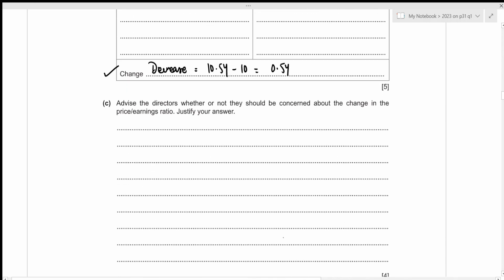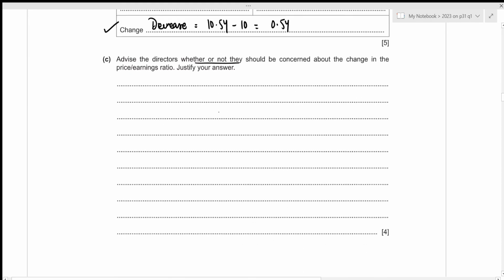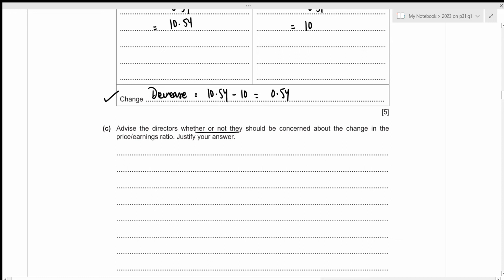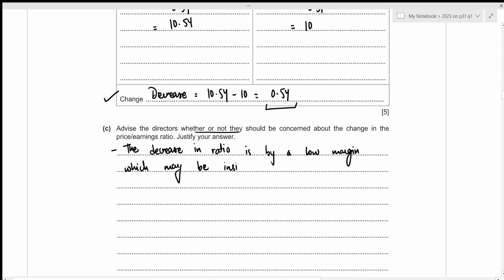Let's move towards the third one. We now need to advise the directors whether or not they should be concerned about the change in price earnings ratio. We need to justify our answer. And this is a 4 mark, so we need to have at least 3 comments and 1 final decision. So the very first thing that we can say is that the decrease is very low and this might not be that significant. So the decrease in ratio is by a low margin, which may be insignificant.